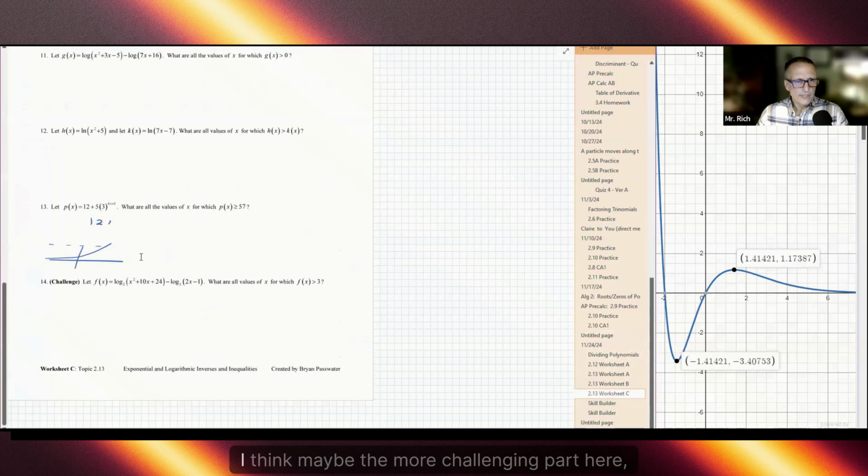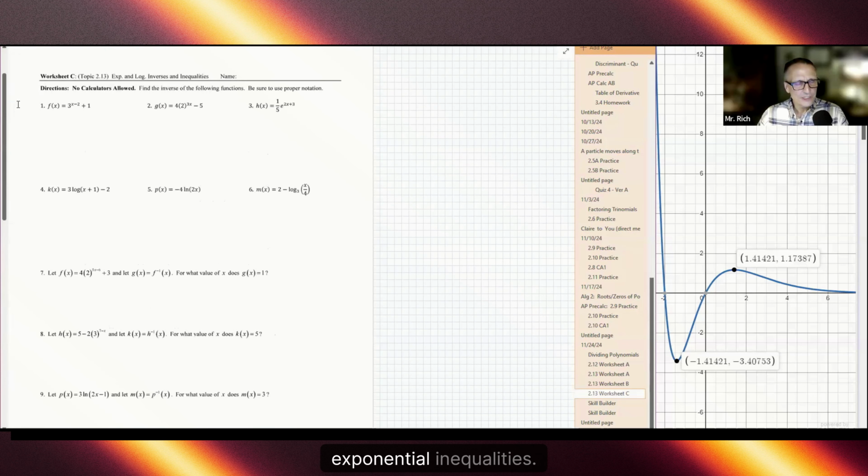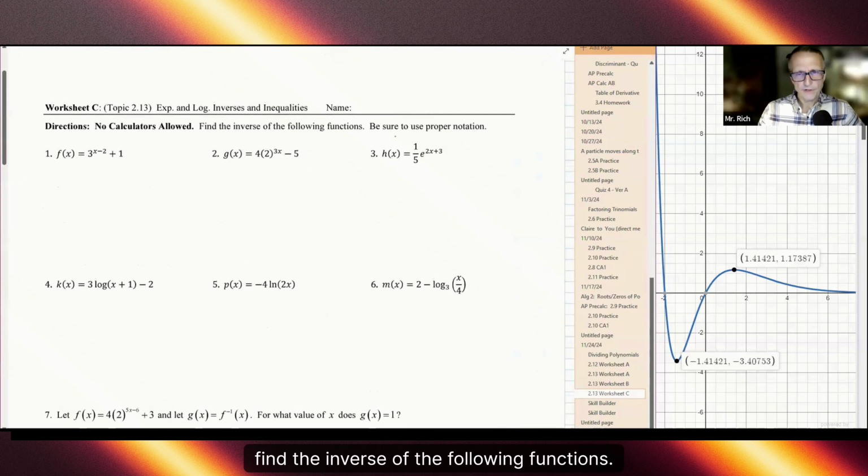All right, now I think maybe the more challenging part here are the log and exponential inequalities. First, though, let's do inverses. Look what this says. This says find the inverse of the following functions. Be sure to use proper notation.